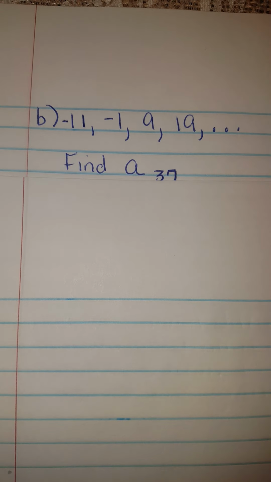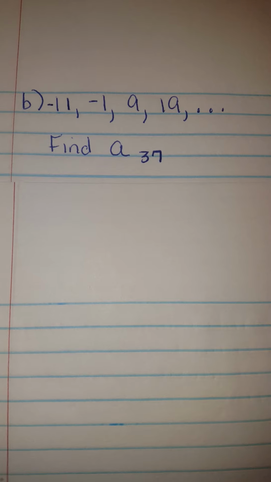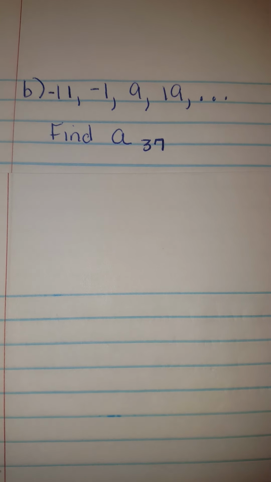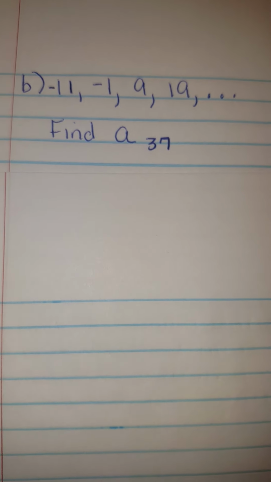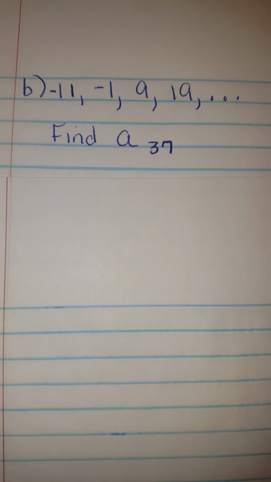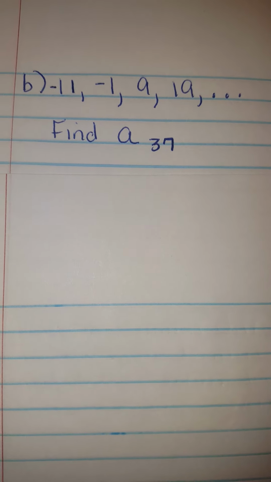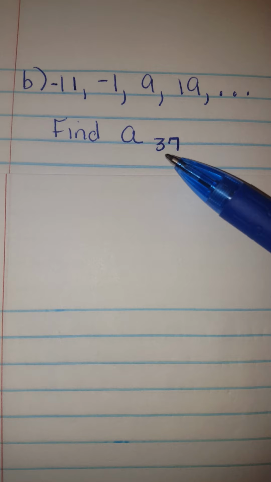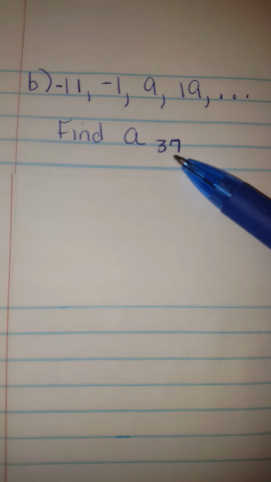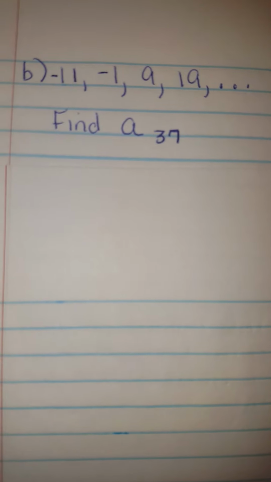A couple of things you're going to find. You're going to find the common difference. You're going to find the explicit formula. You're going to find the term that is named in the problem, which is the 37th term. And then you're going to find the next 3 terms in the sequence. So take a few moments and find that, and then I'll come back.